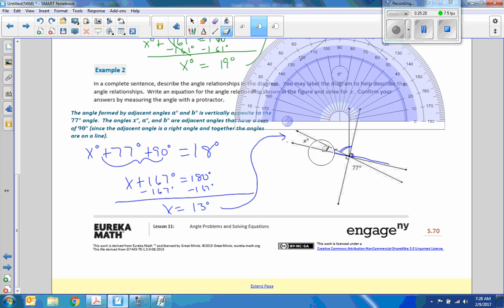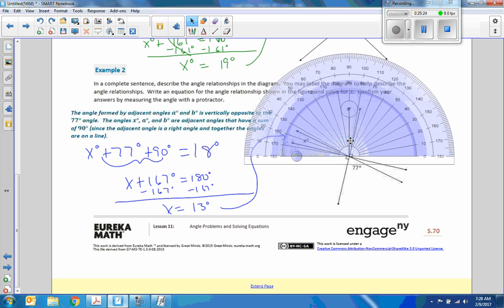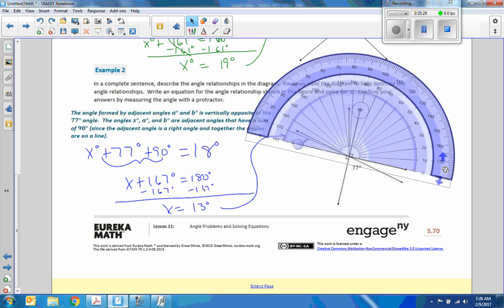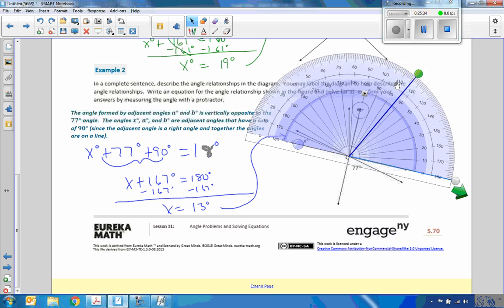Okay, erase this mess. Put the protractor right on your vertex. Rotate it so I'm on one of the rays for that angle. Bring this over to here. And it is 13 degrees.